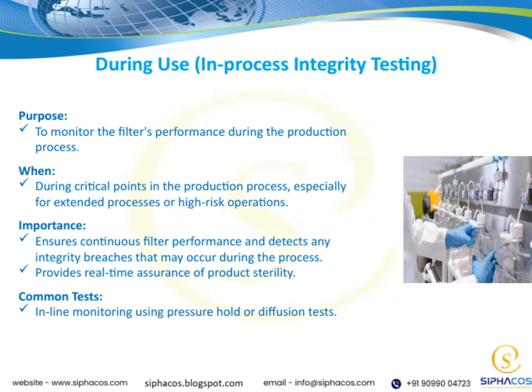The importance of this can't be overstated. Continuous monitoring helps us maintain product sterility and quickly detect any breaches in filter integrity that might occur during production. It's all about providing real-time assurance that everything is working as it should. Common tests used during this phase include inline monitoring methods, such as pressure hold tests or diffusion tests. These allow us to assess the filter's integrity without interrupting the process, ensuring safety and efficiency at the same time.